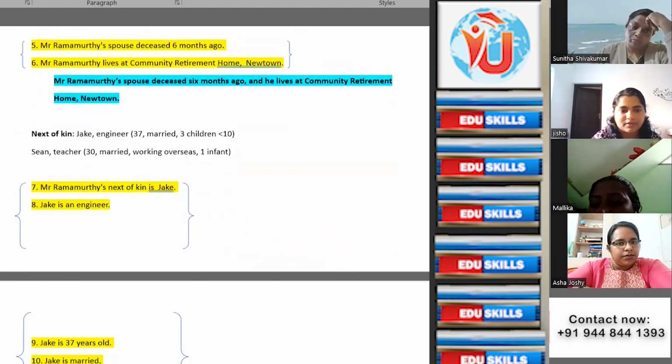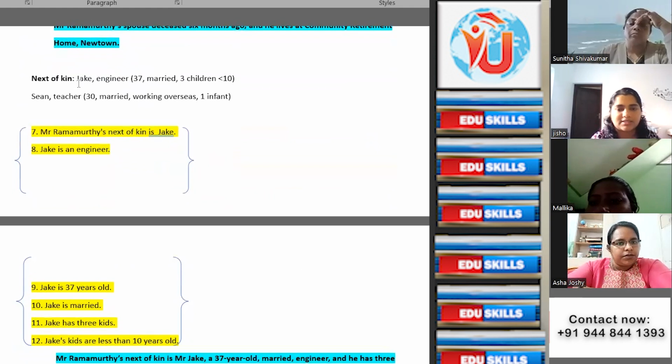Next one, this is the next point in this case now. Next of kin. Here, a lot of information is included. Jake, engineer, in brackets they written 37, married, 3 children, less than 10. So here 6 simple sentences are formed.